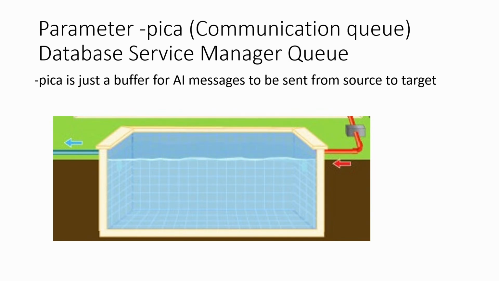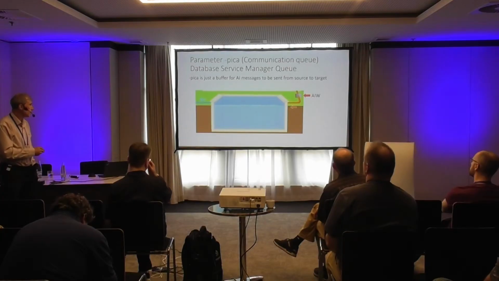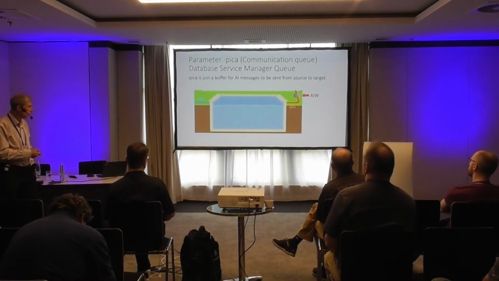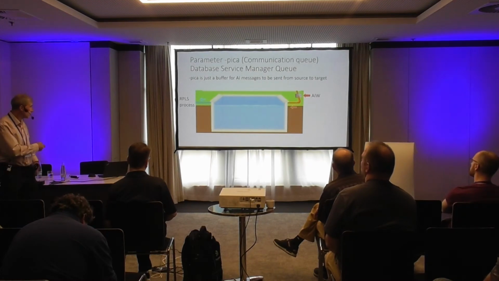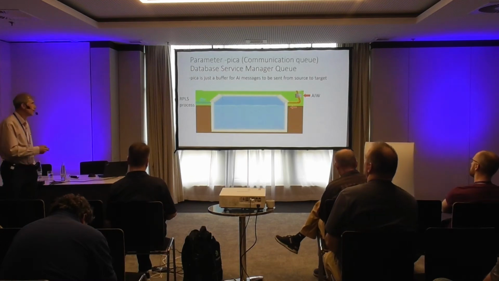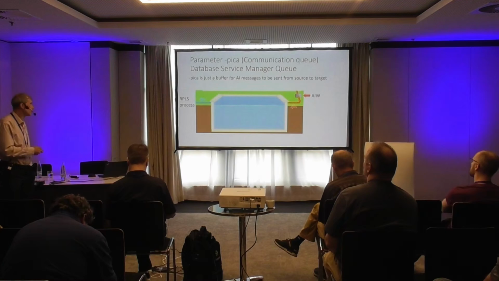So pica is just a buffer for after image messages to be sent from source to target. There is an AIW process that puts the data inside, and there is the RPLS process. All of this is on the source. So basically we're talking about source data, the source server. After image is putting data in, RPLS takes them out.